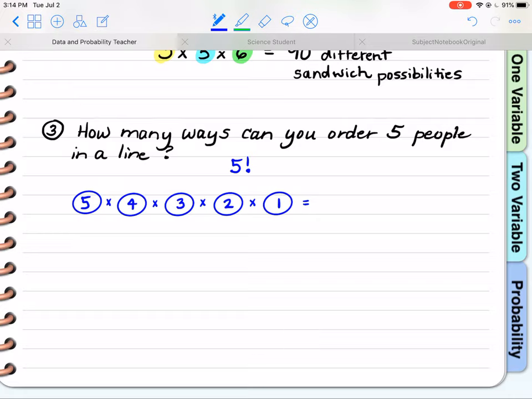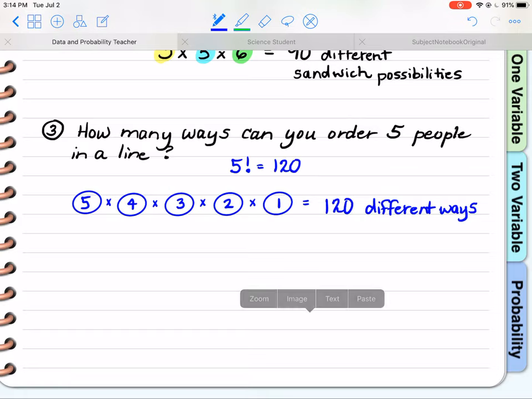You could also use your calculator for factorial. We did that in the previous one. It's shift 3. But I'm just going to multiply. 5 times 4 times 3 times 2 times 1 is 120 different ways that I could order these people in line. I could move them around 120 different ways, which is pretty impressive. So 5 factorial is 120.